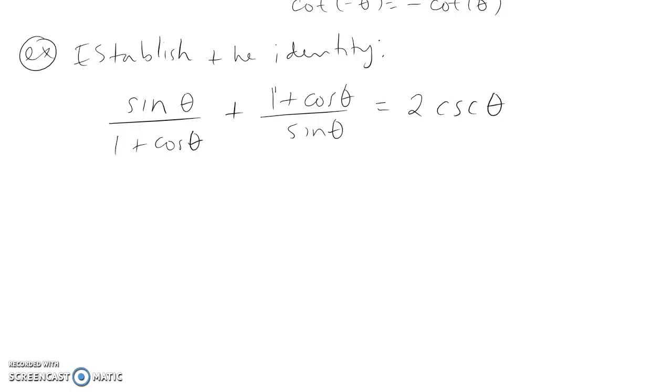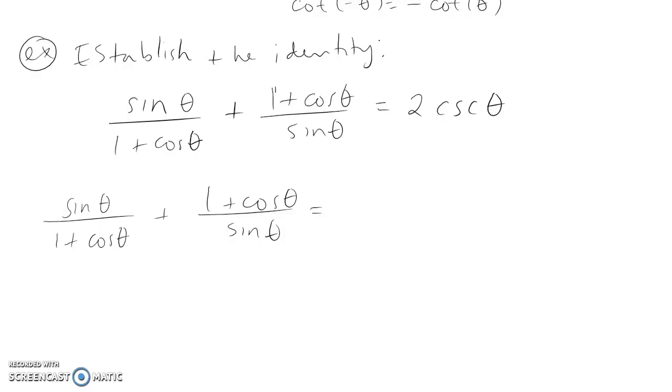Okay? It's always a good idea to start with the more complicated side. So, I'm going to start with this left-hand side. The left-hand side says sine theta over 1 plus cosine theta plus 1 plus cosine theta over sine theta. Okay, that's all it says. Now I'm going to try to work through it with some algebraic things and some identities to get it to be 2 cosecant theta.